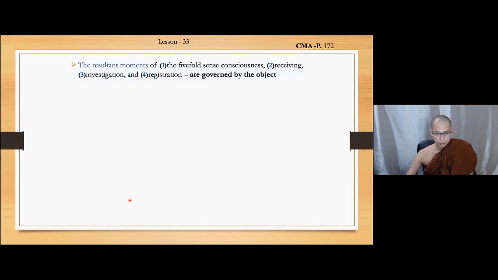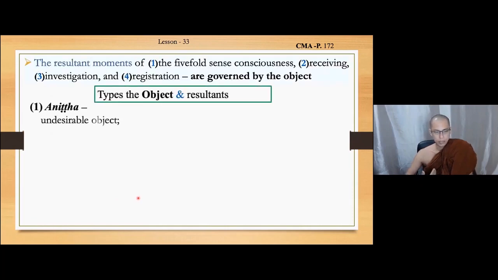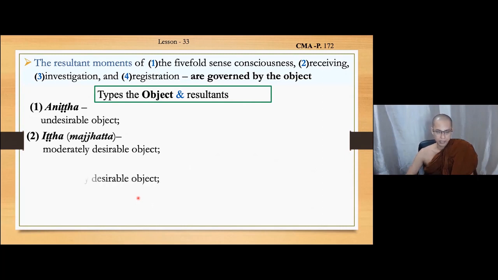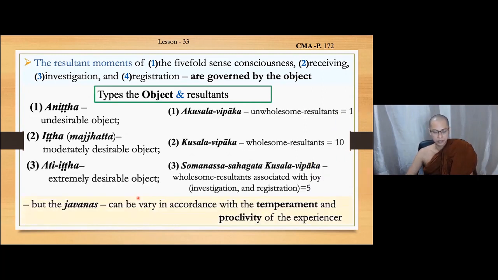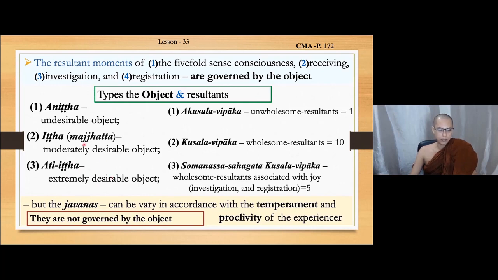Then this is the slide we already studied in lesson 33 about registration and the objects. The same meaning is repeated here: 1 for undesirable object, 10 for moderately desirable. It is called Ittha, because this will be separate from the Atiittha, extremely desirable. That is why, except for the extremely desirable, other desirable objects are regarded as Ittha-majjhatta, moderately desirable objects.